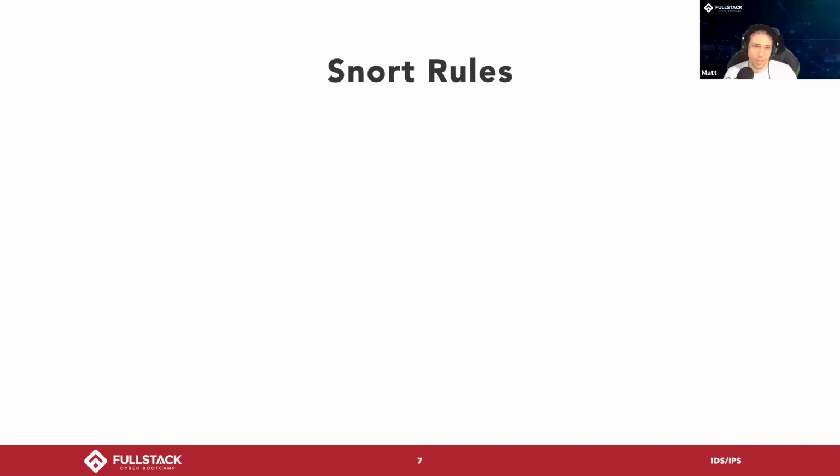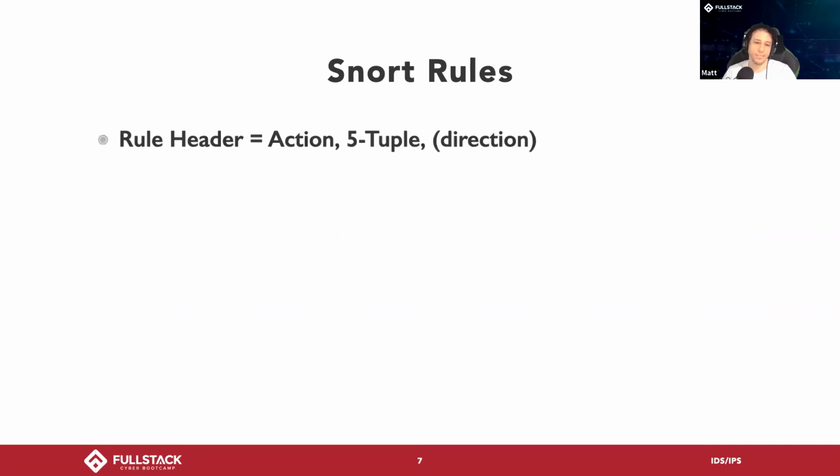Well, every rule starts with a rule header. And the rule header, look, is very similar to firewall rules, a little bit different though. It has an action. What are we going to do? And it has a 5 tuple, and it has a direction. Which way is the traffic flowing? Now, generally, we're going to write our rules from left to right, traffic flowing from left to right, just so it all makes sense to us as we're reading it. But you can also write it bidirectional as well, if you like. You can do both.